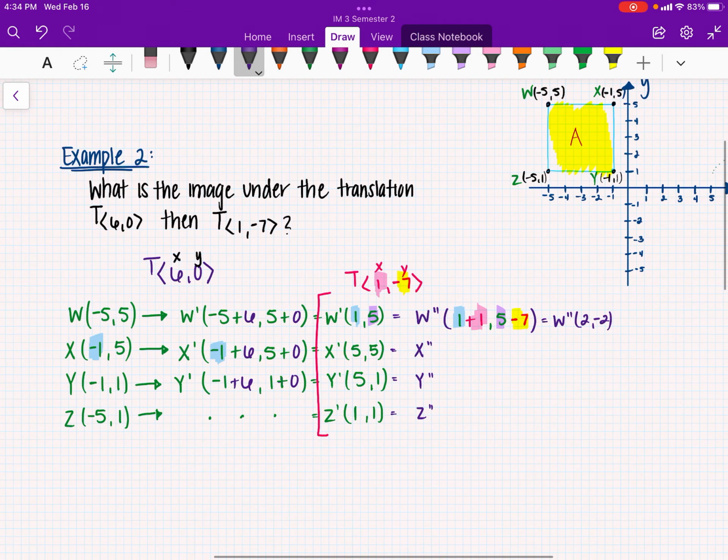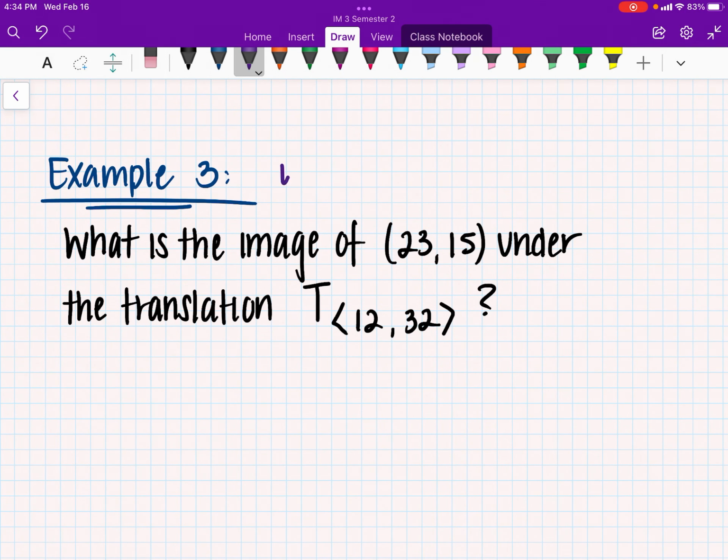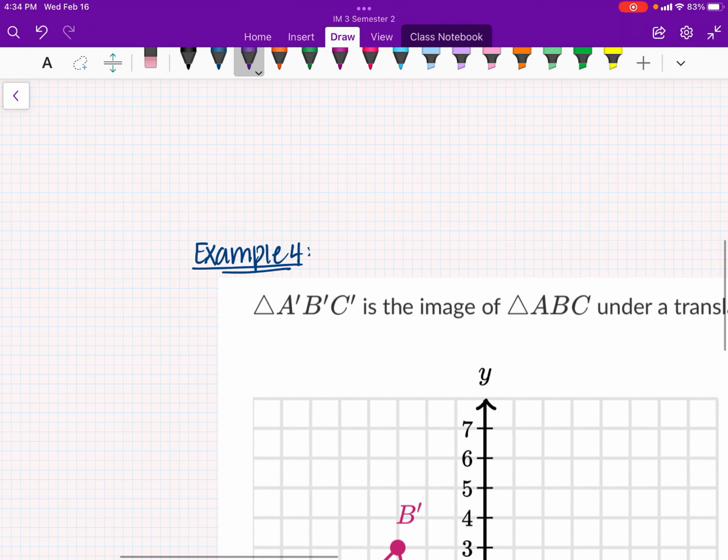All right. Now, moving on, this is a practice problem. This is something that you do on your own. Go ahead and show this transformation, and I'm going to go ahead and go on to example 4.